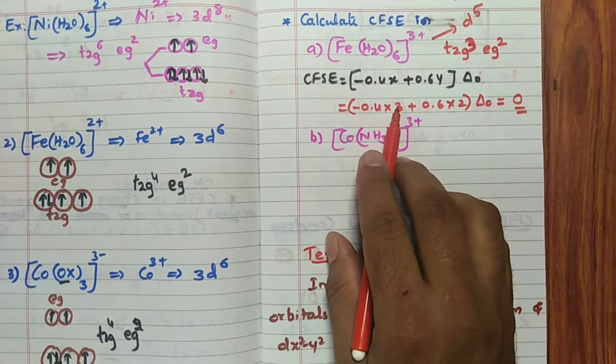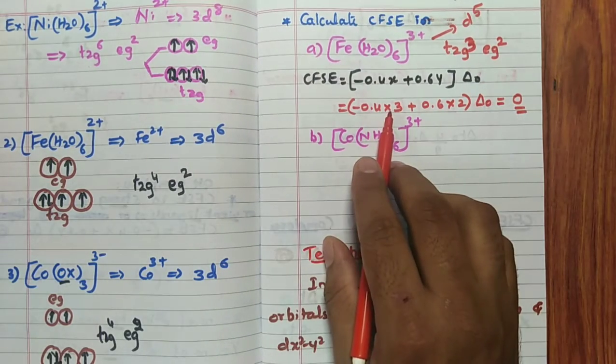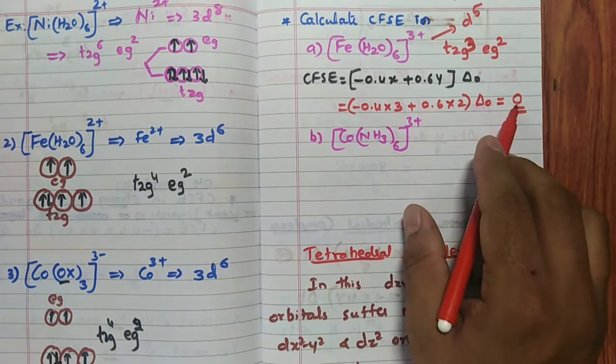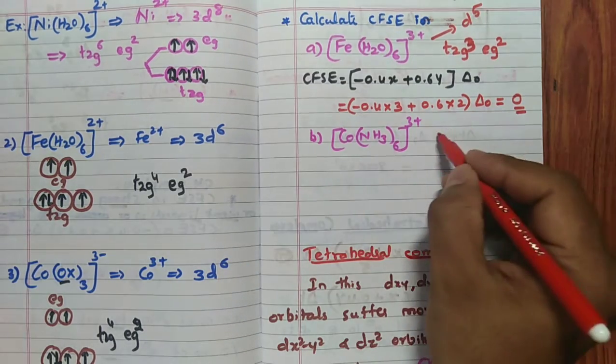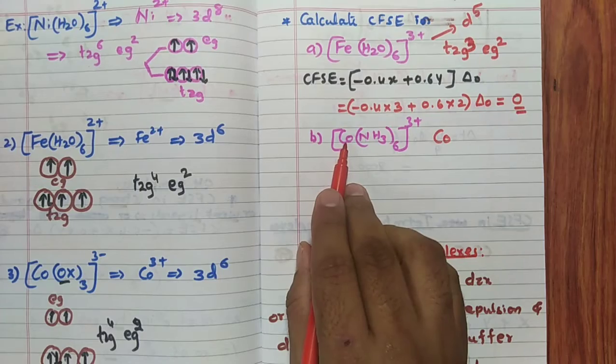Minus 4 into 0.4 into 3 is minus 1.2, so it is plus 1.2. So it is equal to 0. Fine. This is the configuration. What is the oxidation state?